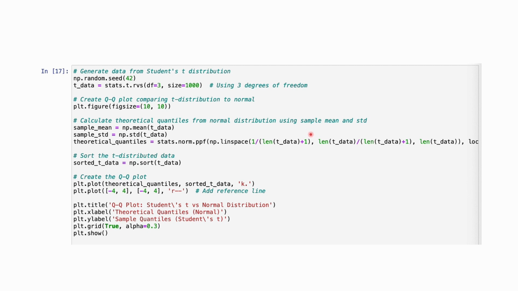Next, we consider a case where the data does not follow a normal distribution. We generate sample data from the student t distribution with 3 degrees of freedom. We sort the data from small to large. Then we compare the sorted data to the theoretical quantiles of the normal distribution. We first calculate the sample mean and the standard deviation. Then we calculate the theoretical quantiles by using the quantile function of the normal distribution with the sample mean and standard deviation. And then we plot the theoretical quantiles against the sample quantiles, that is, the sorted data.